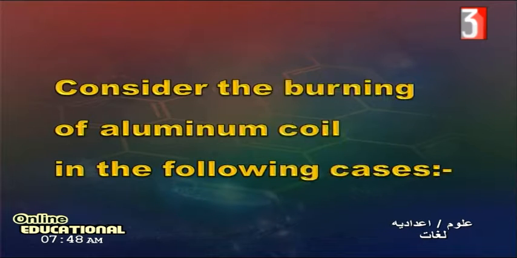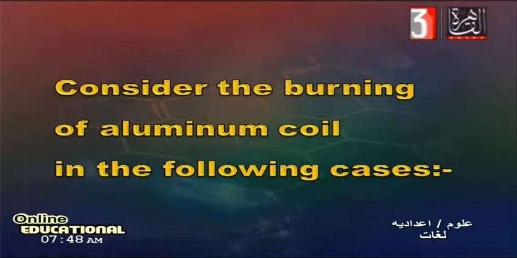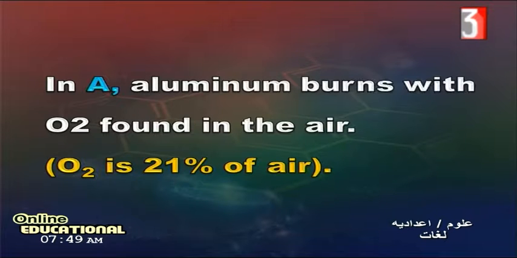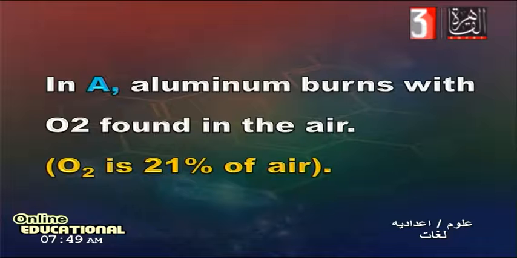As an example, consider the burning of aluminum coil in the following cases. In the first test tube, or the first jar, aluminum burns with oxygen found in the air. Oxygen is 21% of air.